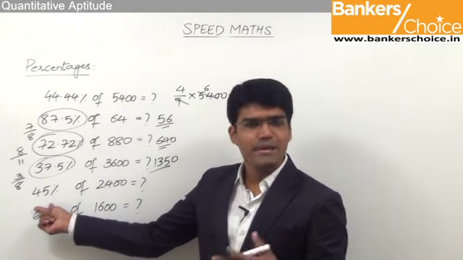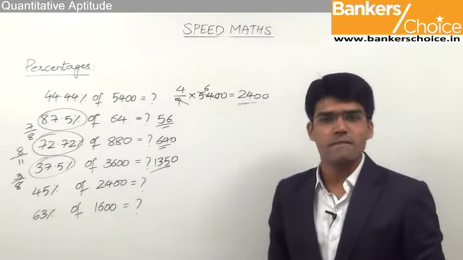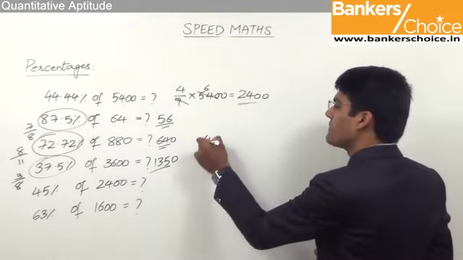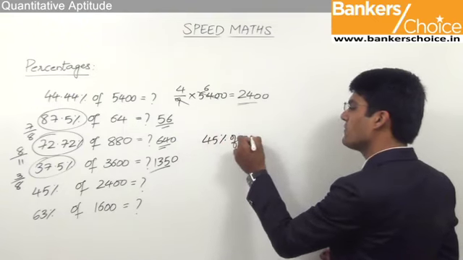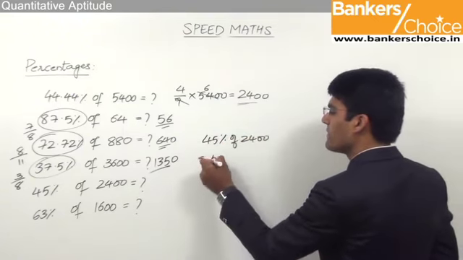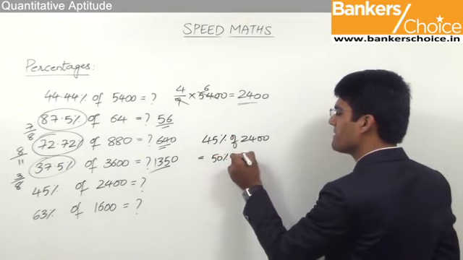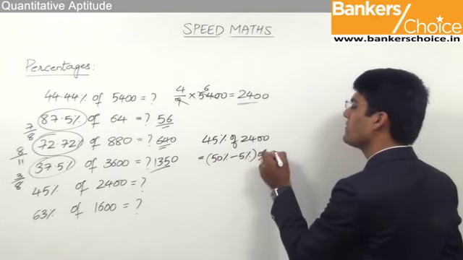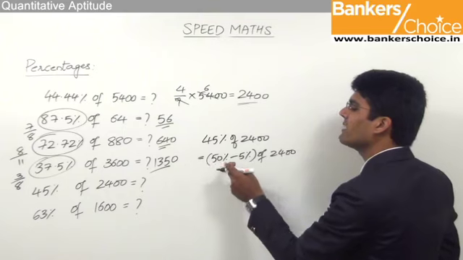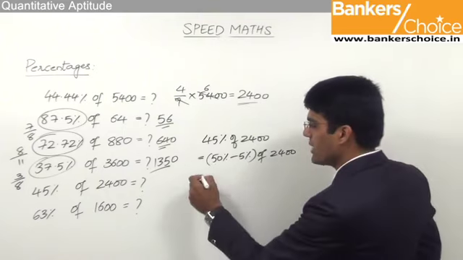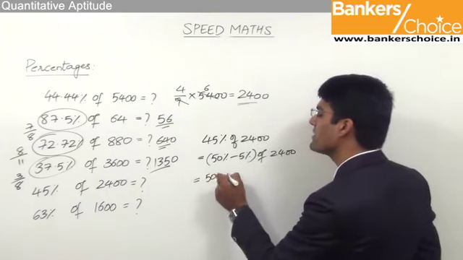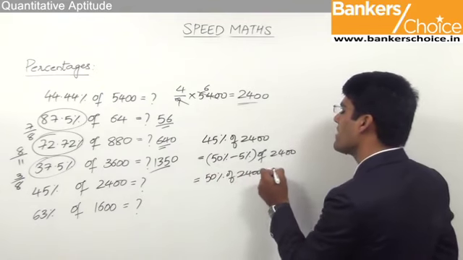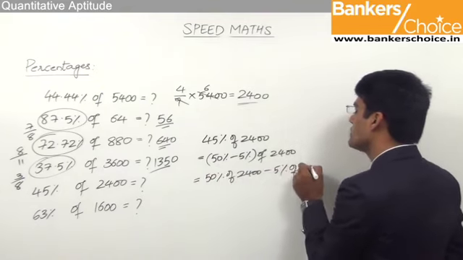Here 45% can be taken as 50% minus 5%. So we can say 45% of 2400 will be equal to 50% minus 5% of 2400. Why? Because 45 is nothing but 50 minus 5. Now if we try to expand this, we get 50% of 2400 minus 5% of 2400.